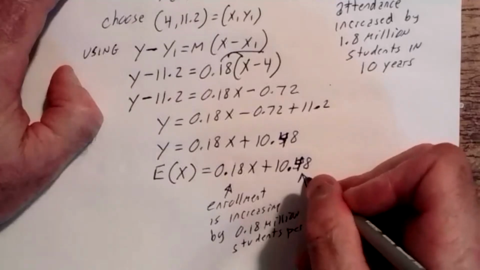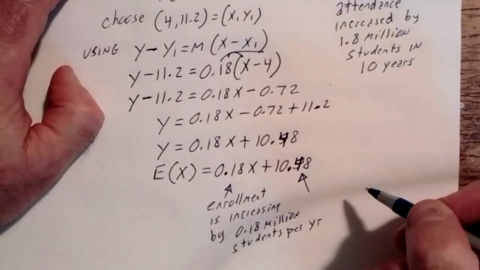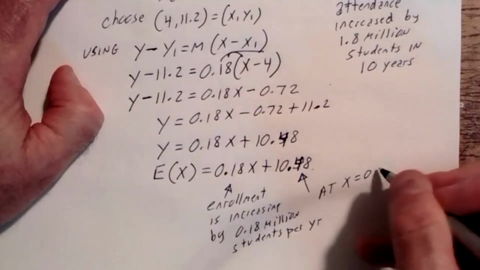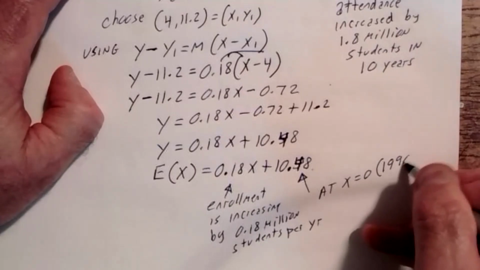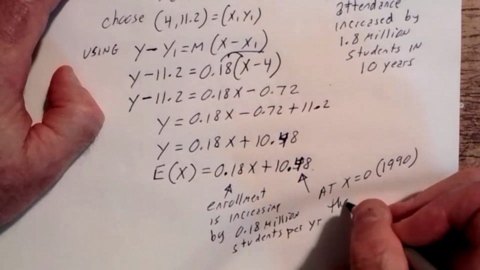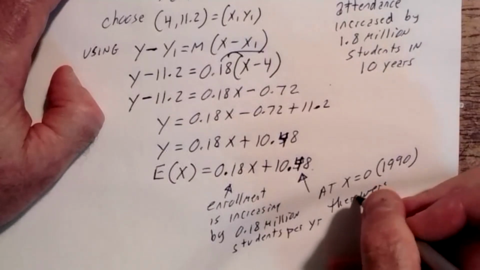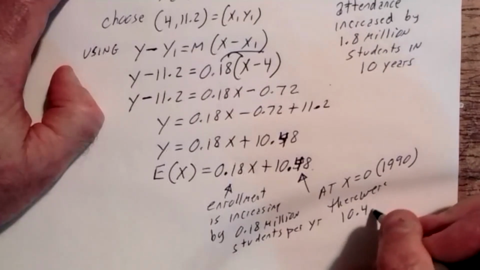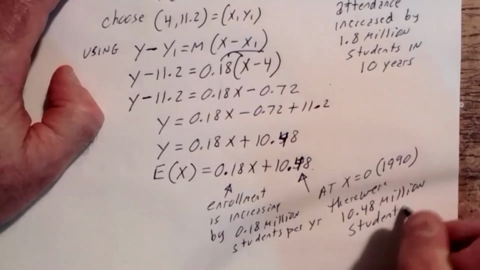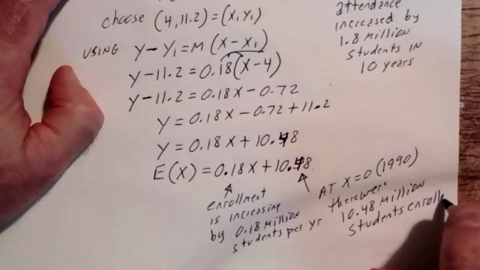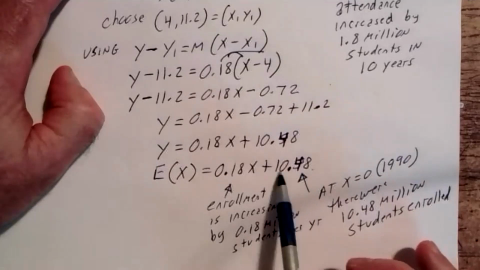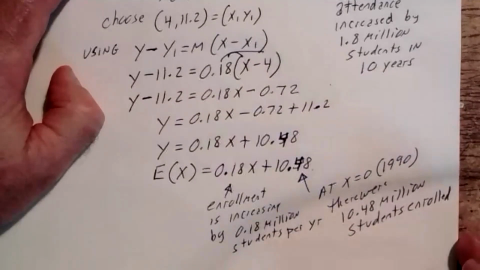What's this 10.48? That's our y-intercept. Anybody want to interpret what this is saying? Your y-intercept. At x equals 0, which is what year? X equals 0, 1990. So ladies and gentlemen, during the year of 1990, there were 10.48 million students enrolled in public colleges. That's how you interpret what the y-intercept is saying. In 1990, when x is equal to 0, right? That's your y-intercept. There were 10.48 million students enrolled.